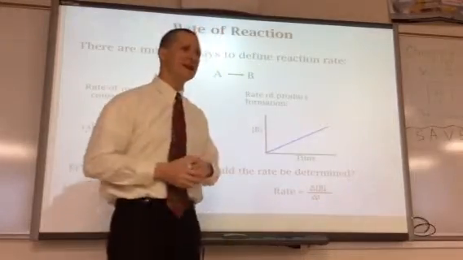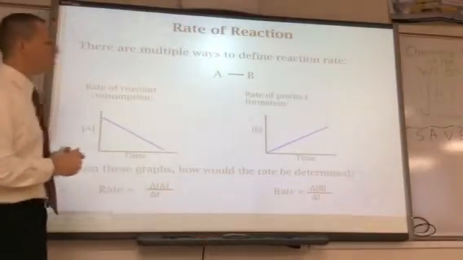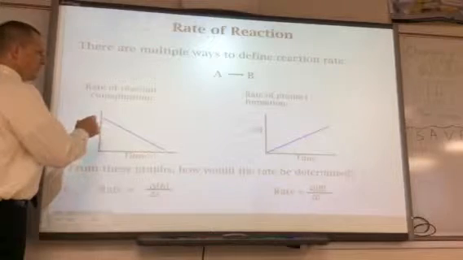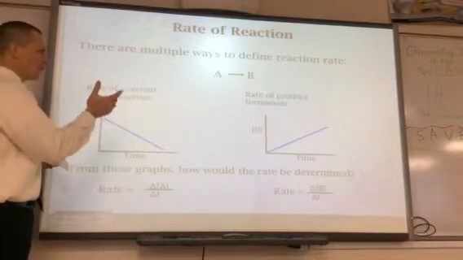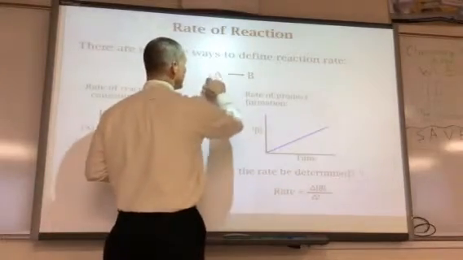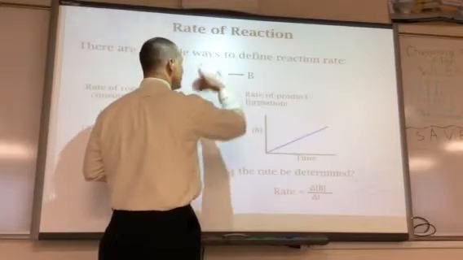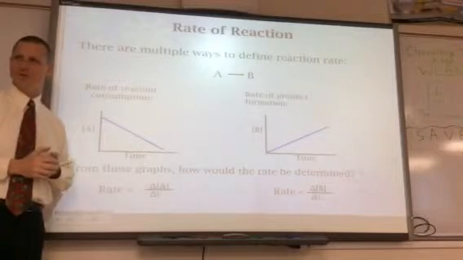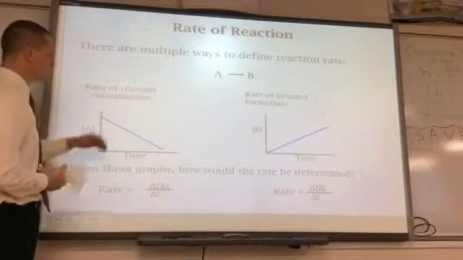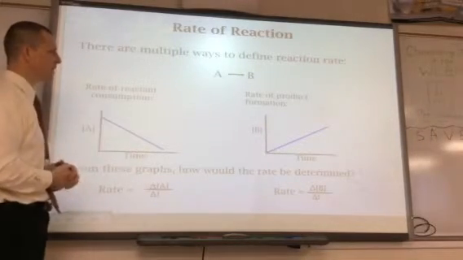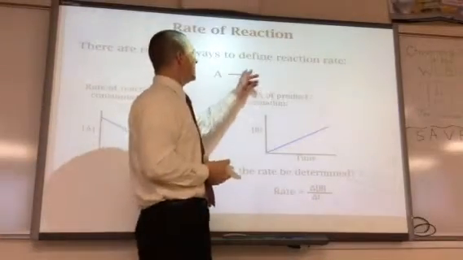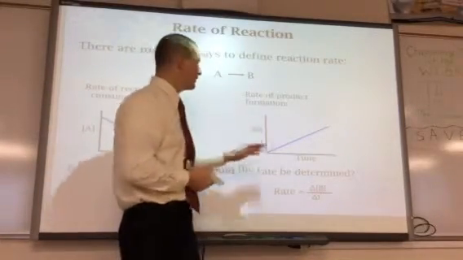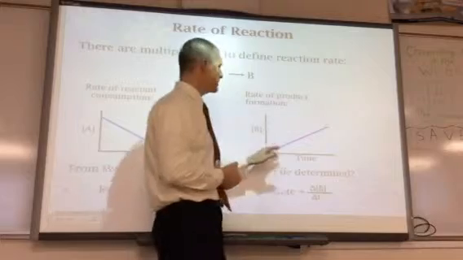This is where we ended yesterday. We were talking about how do we measure the rate of a reaction? Well, we could measure it by looking at the rate of the reactant depletion, and that would have a concentration versus time with a negative slope because the reactant is getting used up. Or we could look at it in terms of the product formation, in which we start with 0 and it goes up.